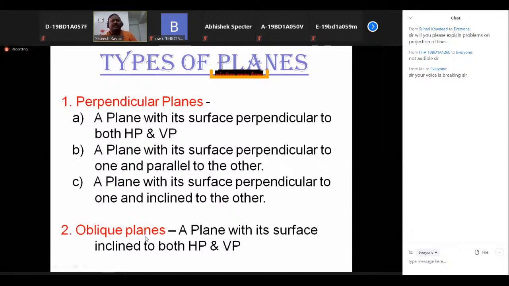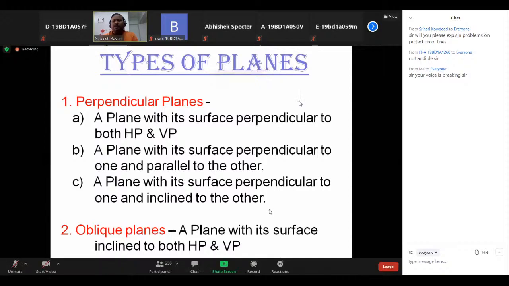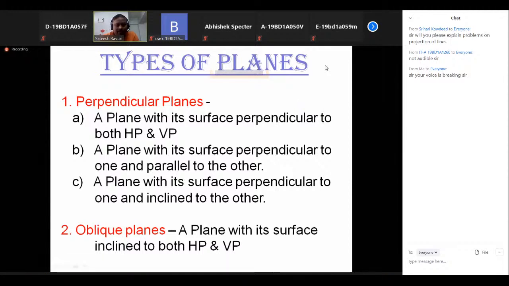Coming to the second case, that is oblique planes. Here, the maximum number of problems will come in the final examination from this category, oblique plane. An oblique plane is a plane with its surface inclined to both HP and VP.